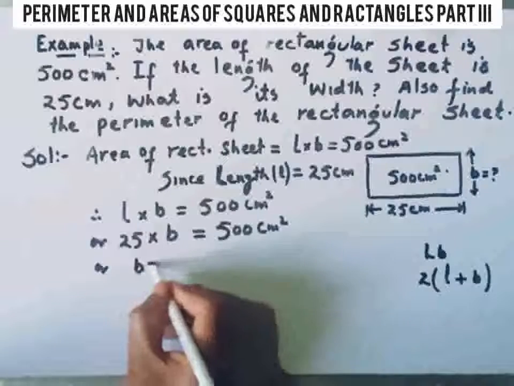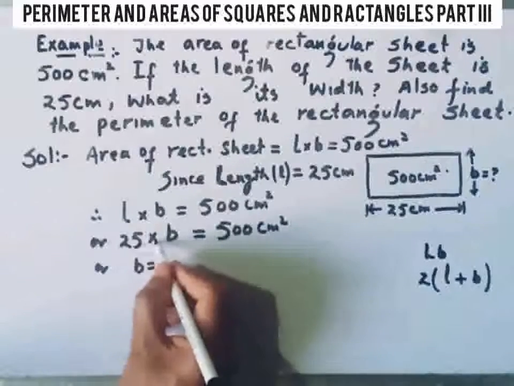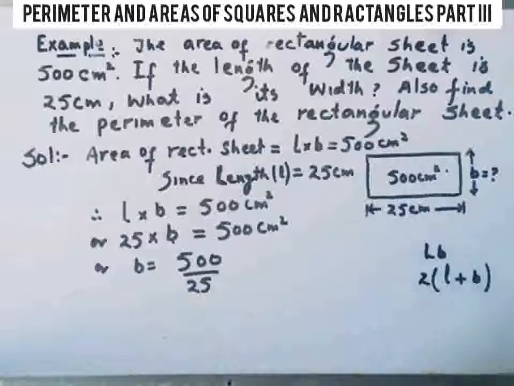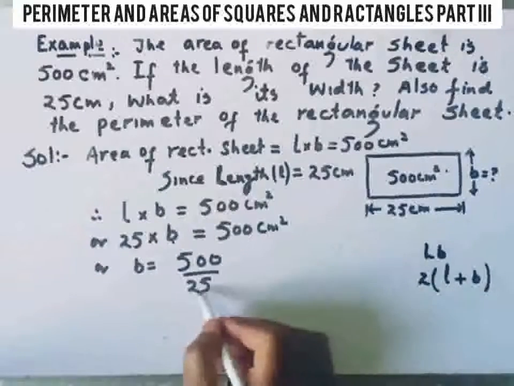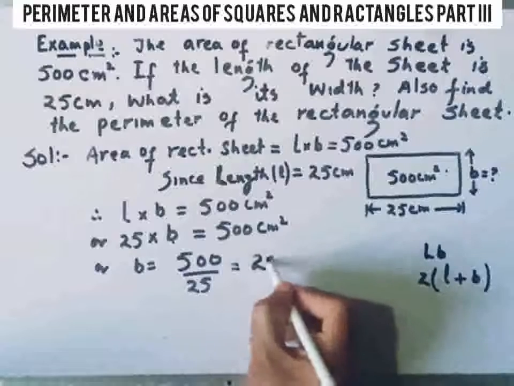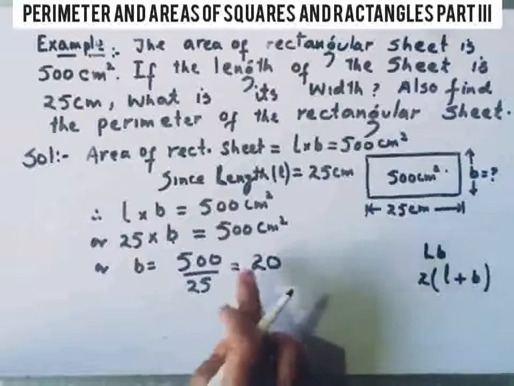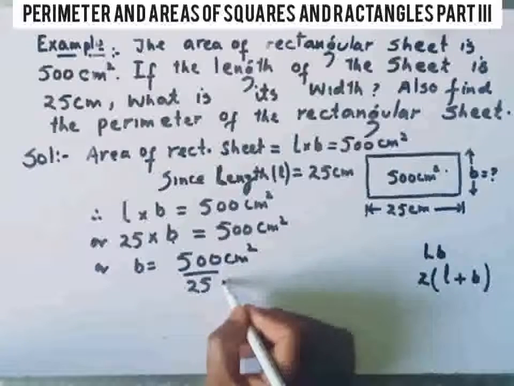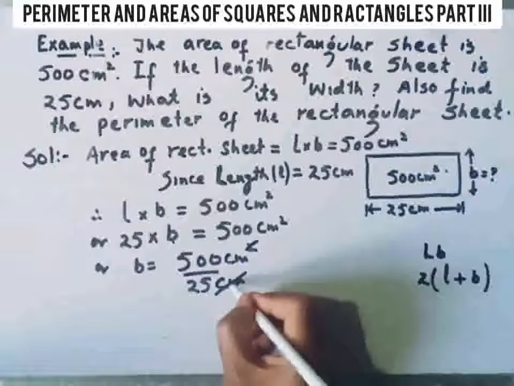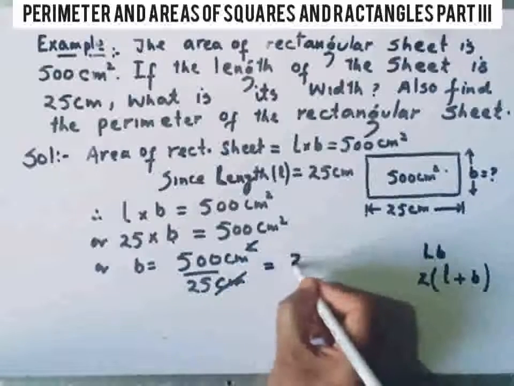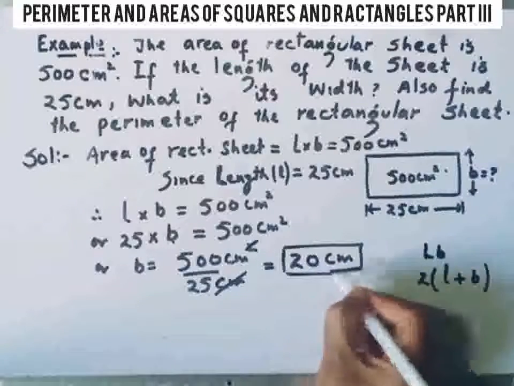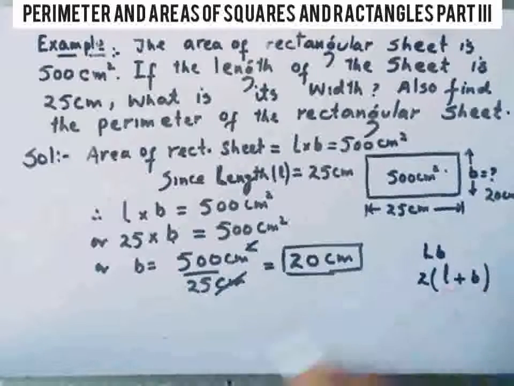Then B is equal to, we can transpose this 25 multiplied by B, it will become 500 divided by 25. So dividing 500 by 25, we get 20, since 2 fives are 10, 2 twos are... that means B is equal to 500 centimeter square divided by 25 centimeter. Centimeter square means centimeter into centimeter, so one centimeter here and one there will cancel each other, and we will get 20 centimeter. So the breadth is equal to 20 centimeter.